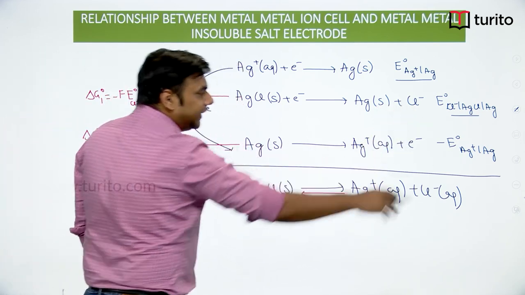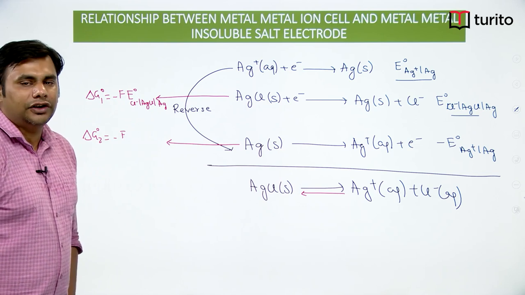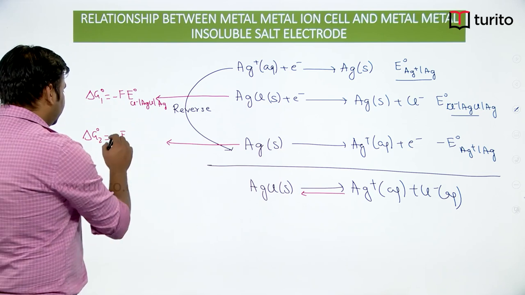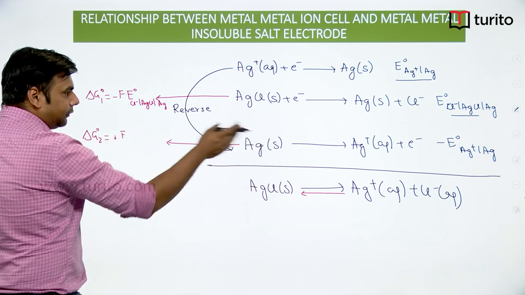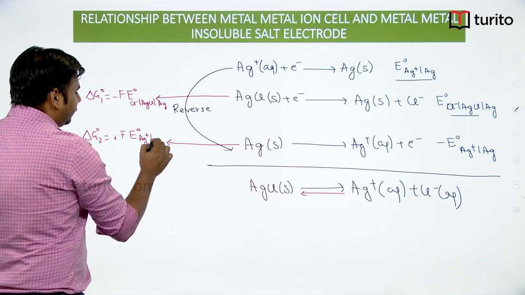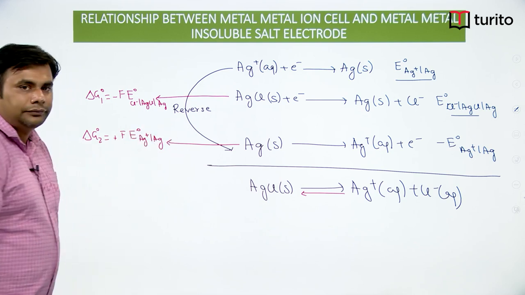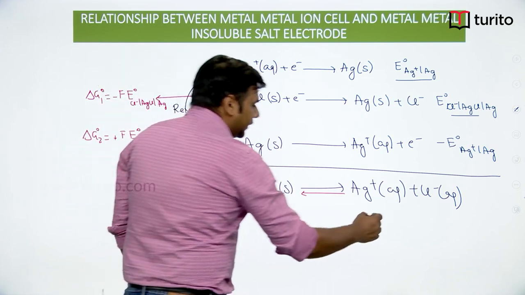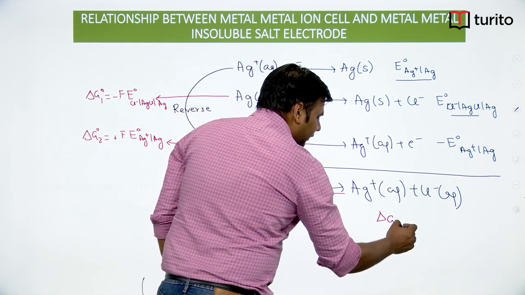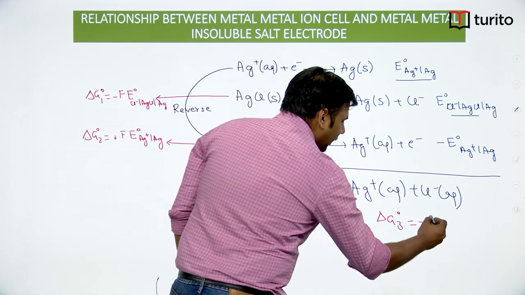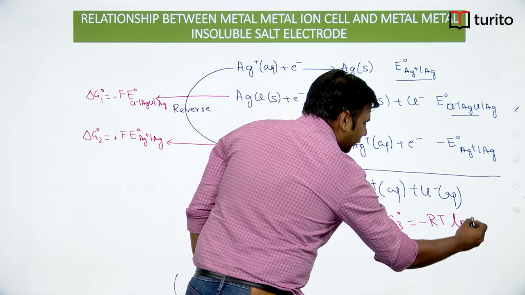Now, E naught of this is minus E naught of Ag plus changing into Ag, that is minus of the reduction potential of silver ion. So, this would become plus, because we have to take that as minus. So, this would become E naught Ag plus changing into Ag. Okay, now because we have established an equilibrium over here, I will say that delta G naught 3 of this reaction would be minus RT ln equilibrium constant.